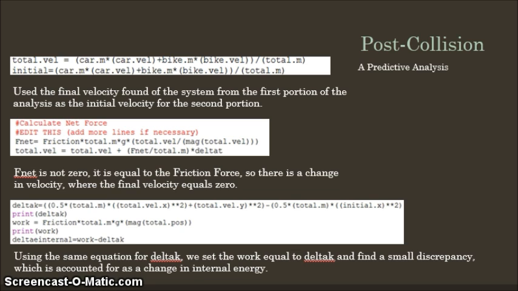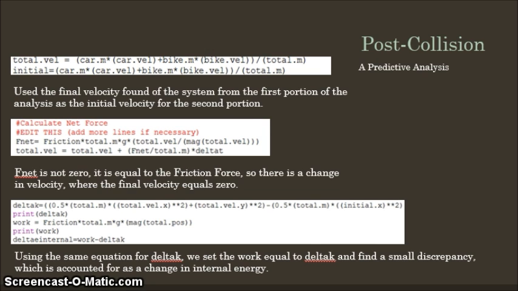Using the same equation for delta K that we used in the first portion of the analysis, we set the work equal to delta K and find a small discrepancy. However, that discrepancy can be accounted for as a positive change in internal energy. Since there's a negative change in delta K, this makes sense. A loss of kinetic energy would, in turn, reveal a gain in internal energy or thermal energy.